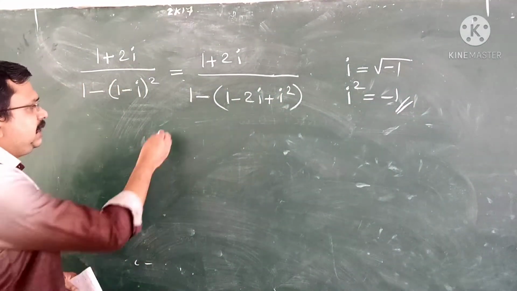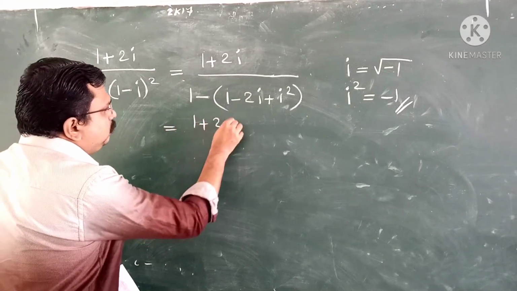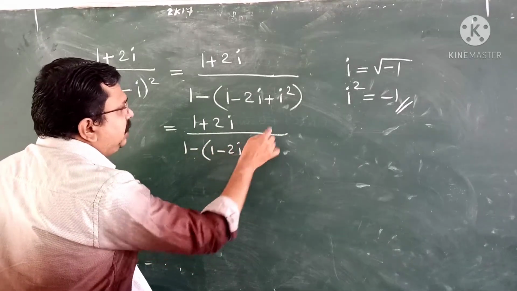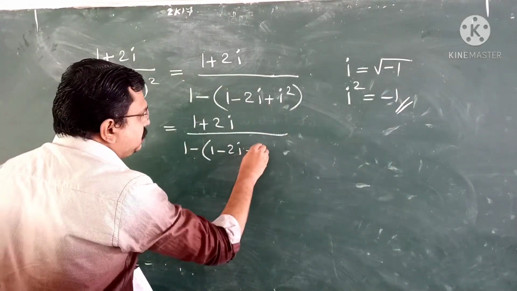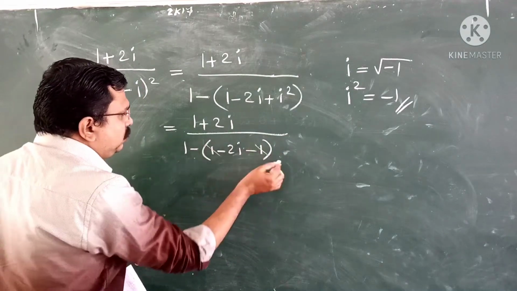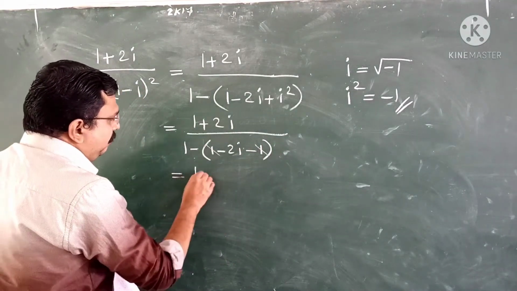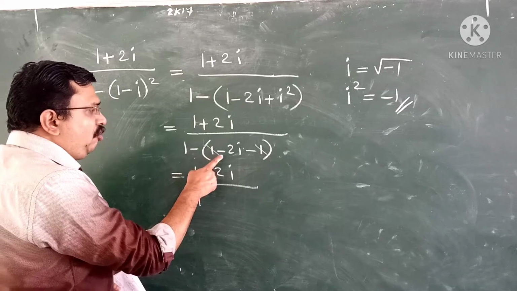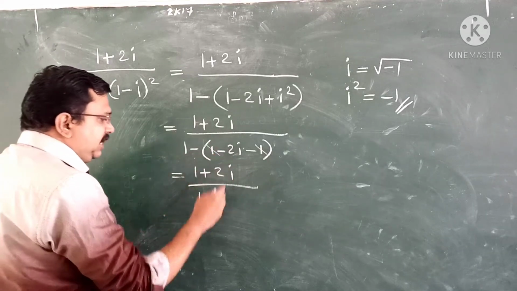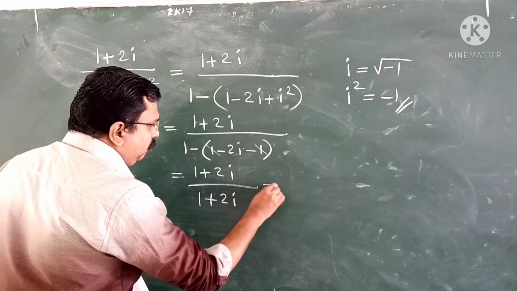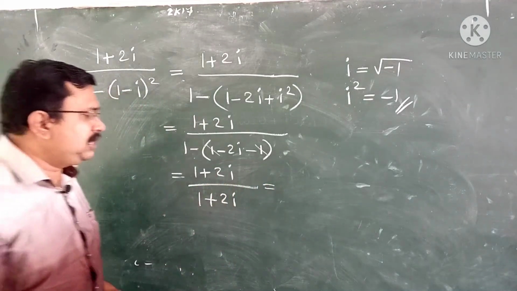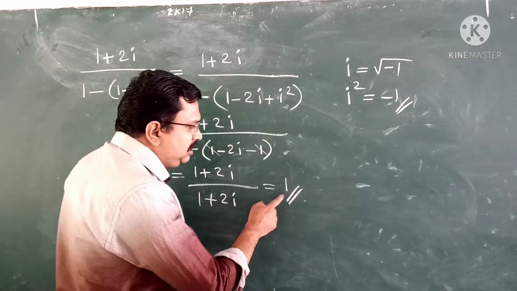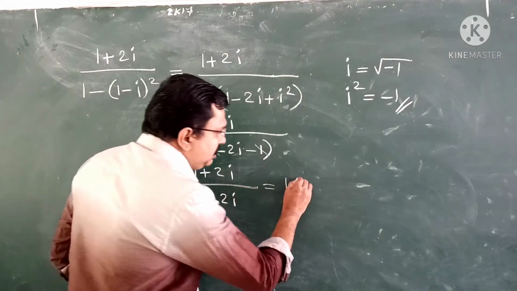Okay. That is equal to (1 + 2i) divided by (1 − 2i + i²). i² is −1. 1 and −1 cancel. Then the remaining is (1 + 2i) divided by 1 minus of minus 2i. Minus of minus is plus 2i. Therefore (1 + 2i) divided by (1 + 2i). Answer is 1.